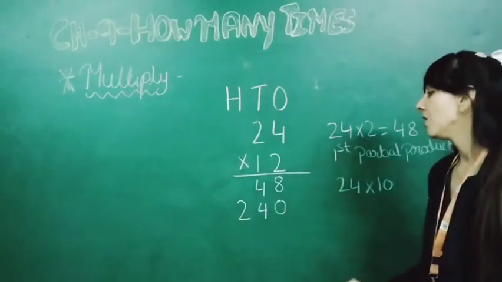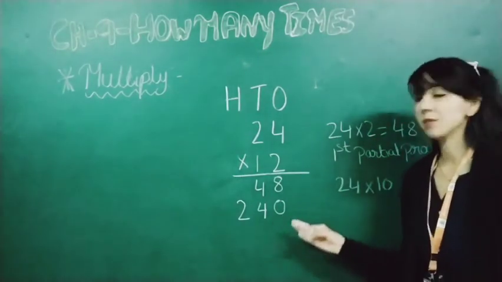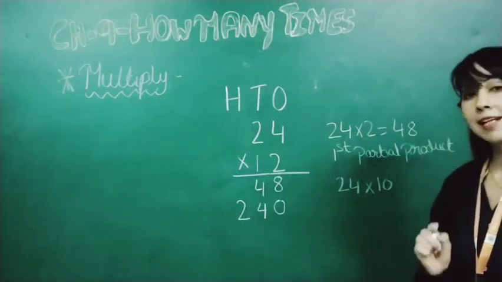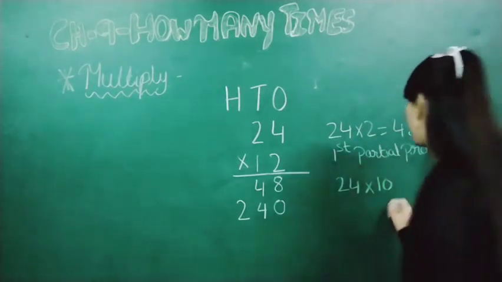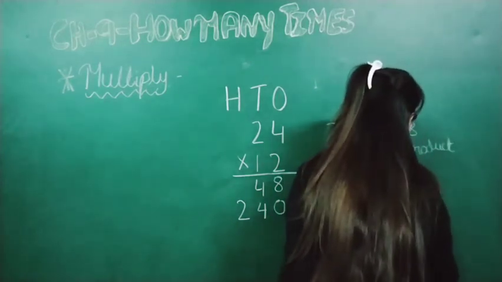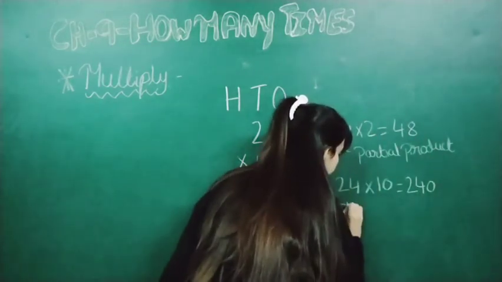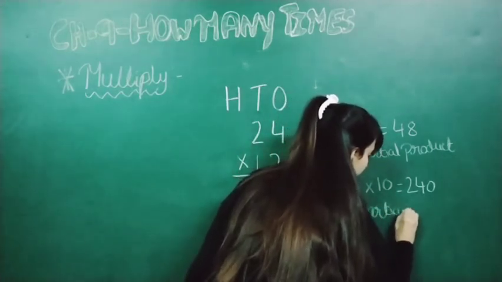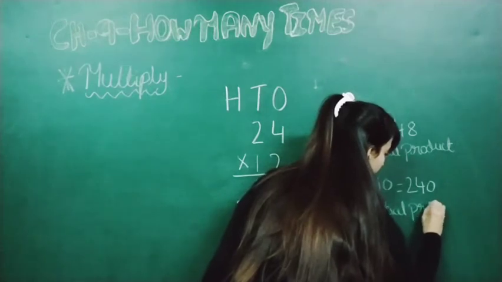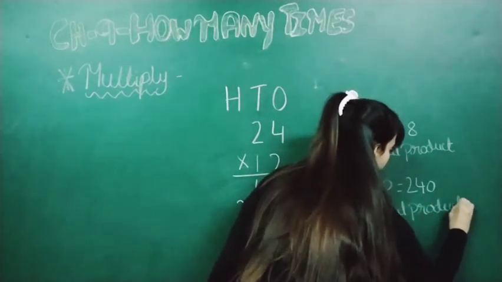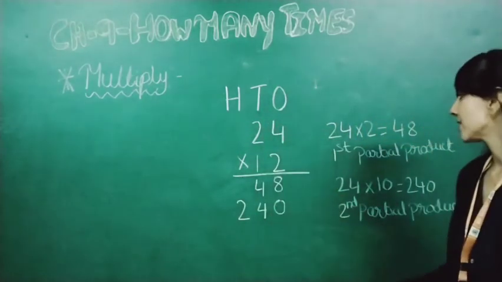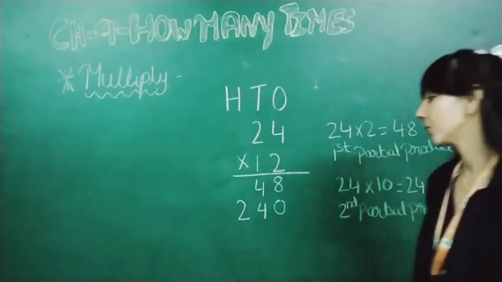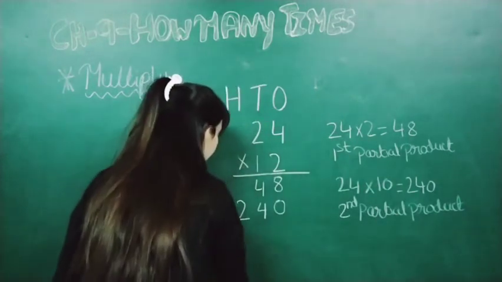Understood? Now we got a second partial product. If we multiply 24 by 10, we will get this answer, that is 240. So this is our second partial product. Now what we will do? We will just add the first partial product with the second partial product. We will do addition of that.